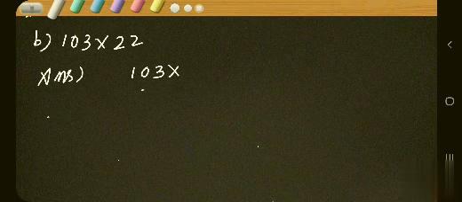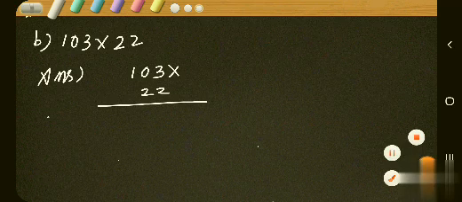B, the question is 103 into 22. So let's try to find out the answer of this. 103 into 22 means first we have to multiply 103 by our first 2, isn't it? First we have to multiply 103 with our first 2.